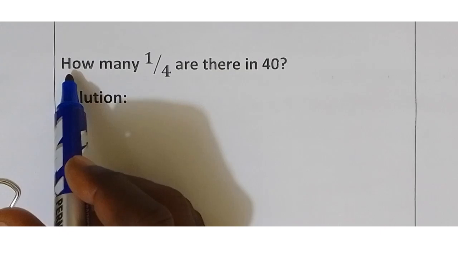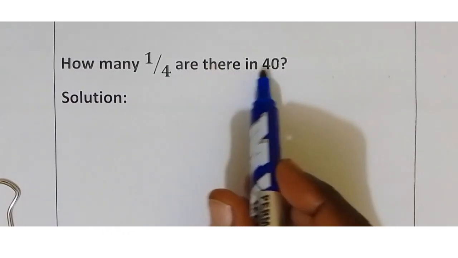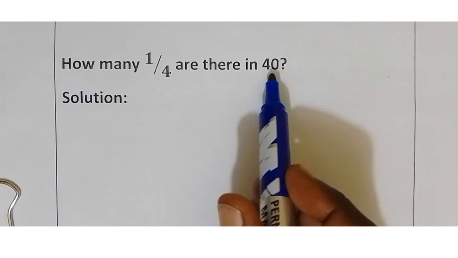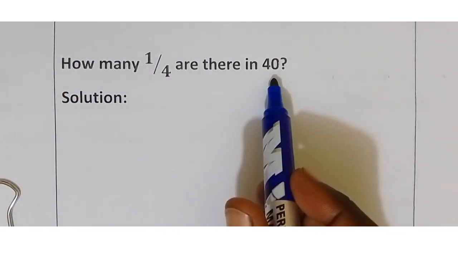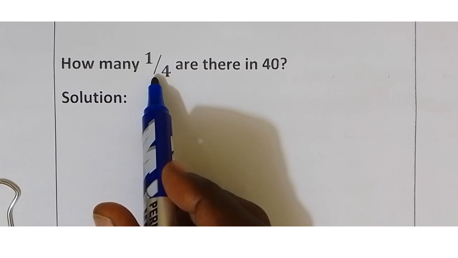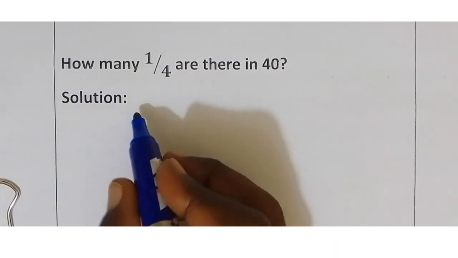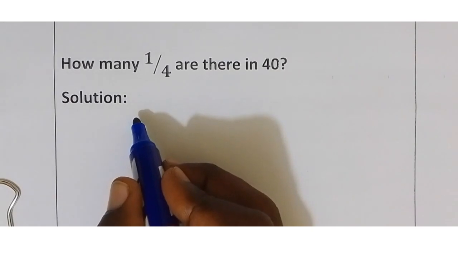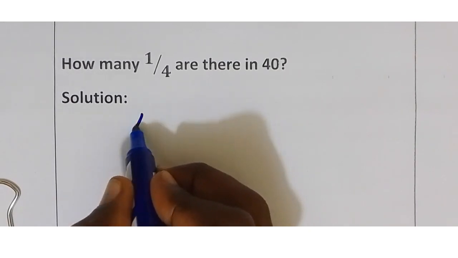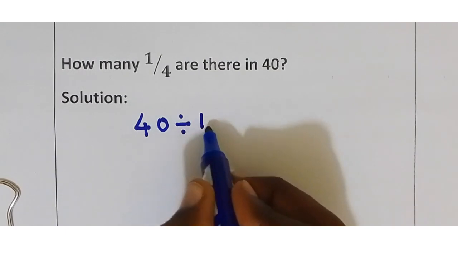Let's go to question number 2. It says, how many quarters are there in 40? This is a division question. We're supposed to take 40, divide by a quarter. Let's go to the solution part. This is equal to 40 divided by 1/4.